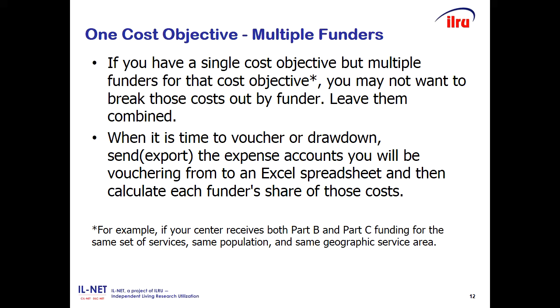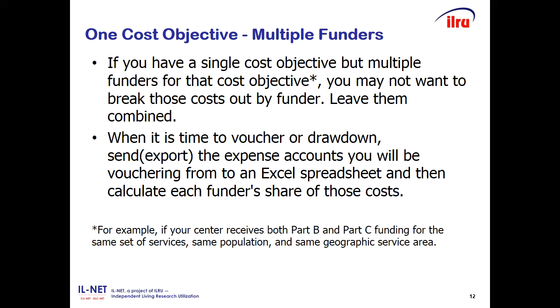But sometimes the cost can be from multiple funders. The most common example here is if you receive both Part B and Part C money for independent living services. If you're serving the same people, all disabilities, all ages, which are required by those grants, and you're doing that in the same general geographic area, it's not only not necessary that you divide out your time and your other costs by grant, it is also almost impossible, because you are doing exactly the same thing, whichever grant you're working on.